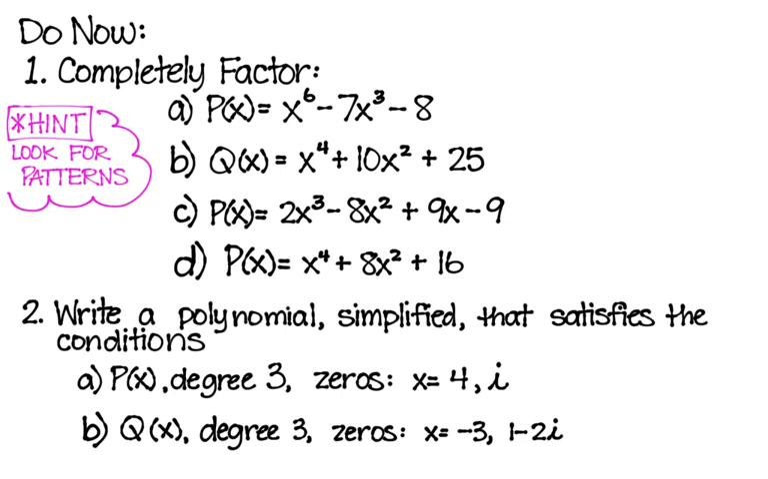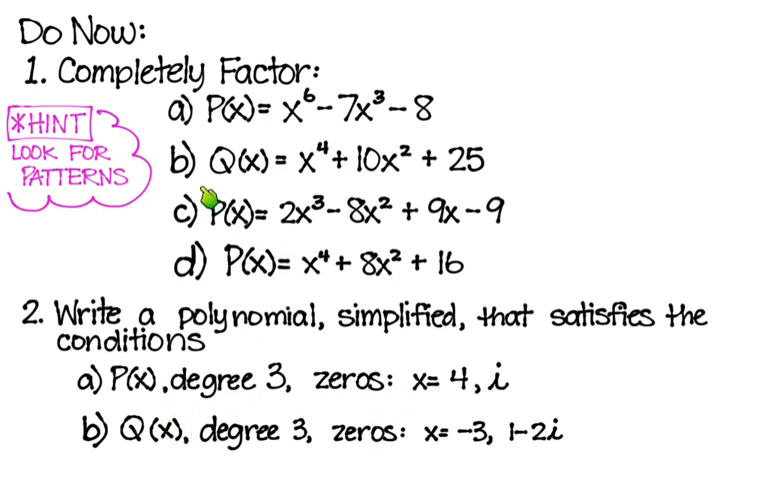What I want you to do now is these 4 problems where you're going to completely factor. That's all the way down to just binomials that you're multiplying, x minus each of the zeros. So you have to go all the way. And the second problem is to write a polynomial given these 2 different sets, so you can write 2 different polynomials, p of x and q of x, with the given situation.